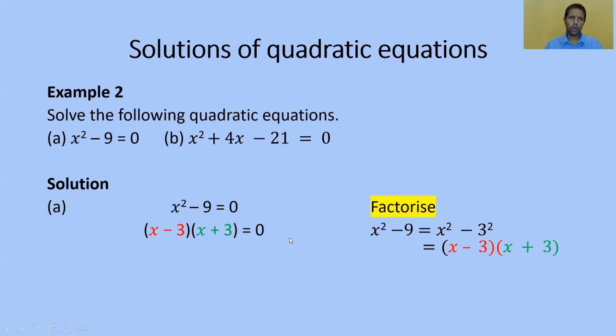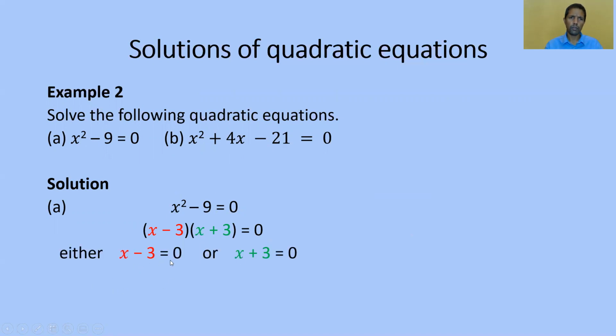Using the null factor law, we have either x minus 3 is equal to 0 or x plus 3 is equal to 0. Therefore, x is equal to 3 or x is equal to negative 3.